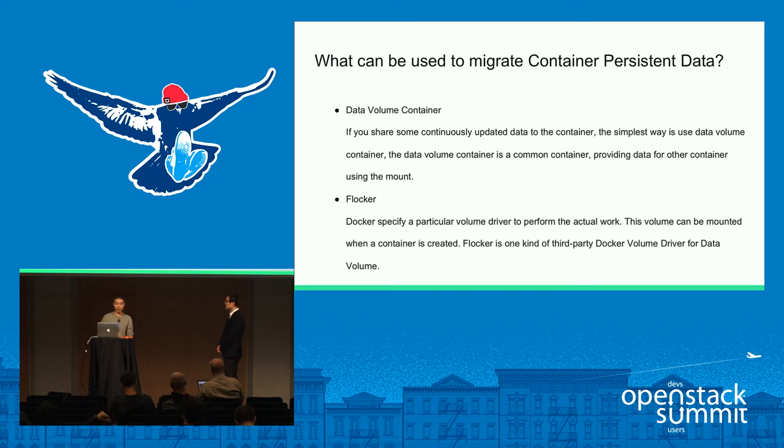So what can be used to migrate container persistent data? Usually there are two ways. First is the data volume container, and another one is Flocker. The data volume container is used to share some continually updated data with other containers. The simplest way is to use a data volume container. A data volume container is a common container that provides data for other containers using the mount.